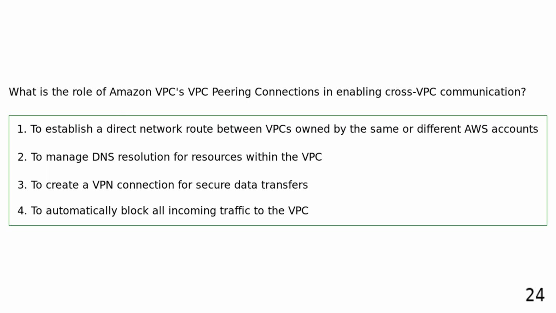What is the role of Amazon VPC's VPC peering connections in enabling cross-VPC communication? To establish a direct network route between VPCs owned by the same or different AWS accounts. To manage DNS resolution for resources within the VPC. To create a VPN connection for secure data transfers. To automatically block all incoming traffic to the VPC.